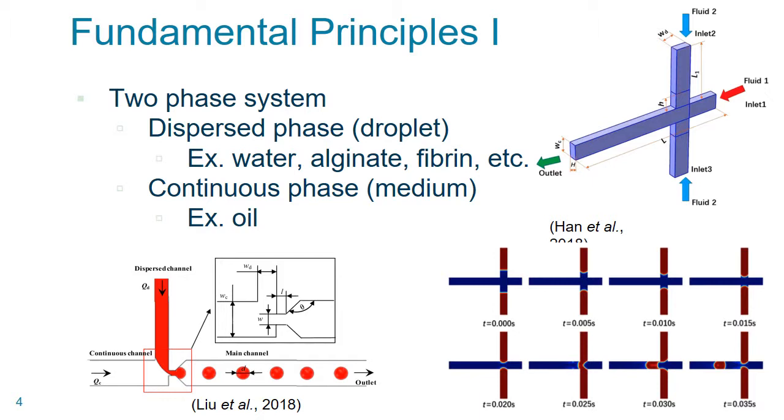Droplet generation requires two immiscible fluids. The two phases are called the dispersed phase, which can consist of oil, alginate, or fibrin, among other things, and the continuous phase, which can be oil or anything else immiscible. The droplets are the dispersed phase, and they are moved along the main channel by the continuous phase. The figures on this slide detail how the dispersed phase moves along the main channel.